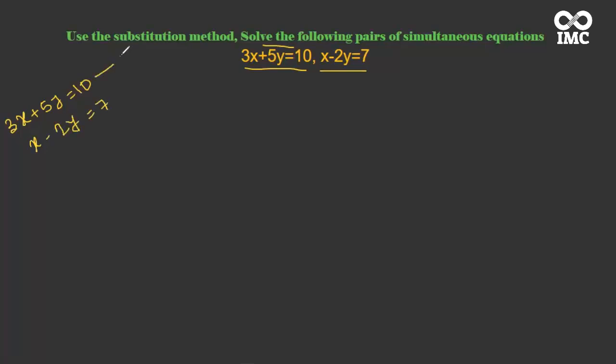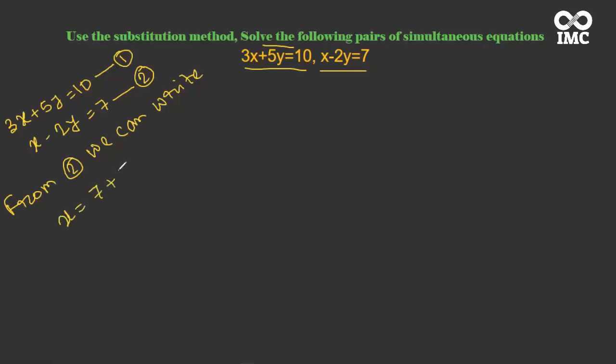So let this one be equation number 1. This one is equation number 2. So from equation number 2, we can write x equal to 7 plus 2y. Now we will substitute the value of x in equation number 1.